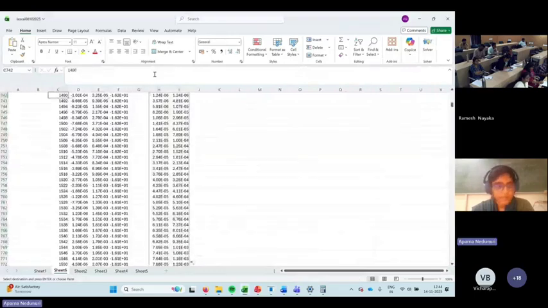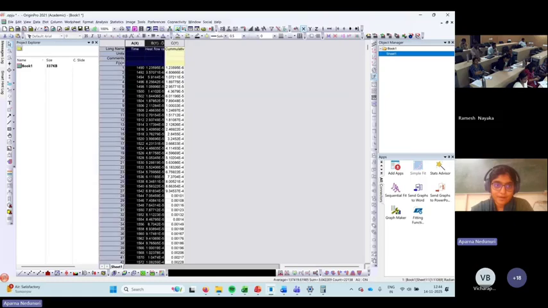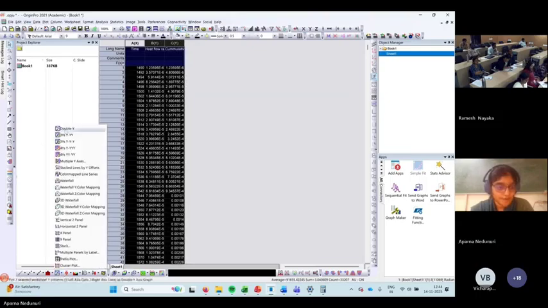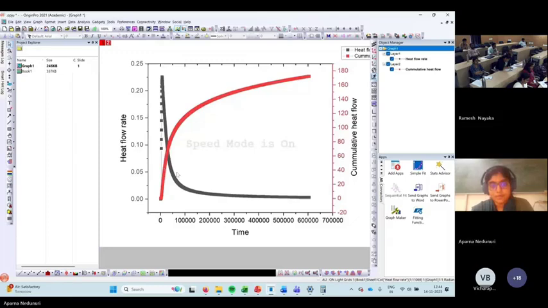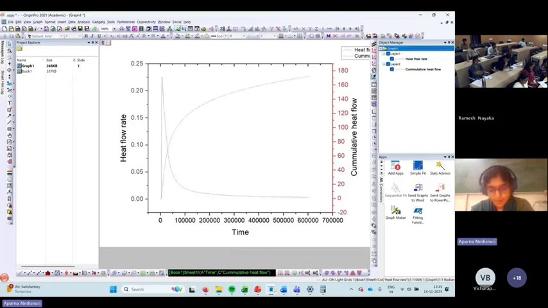And then consider the equivalent time. Okay, so you have this as time. Sorry, this is heat flow rate, and this is your cumulative heat flow, which are normalized with respect to 1 gram of your sample because we have divided with the sample. Now you can draw these two in the double axis. This is what we have seen in this curve as well.